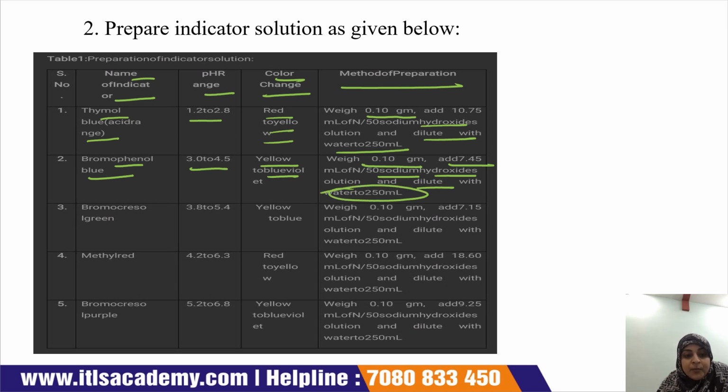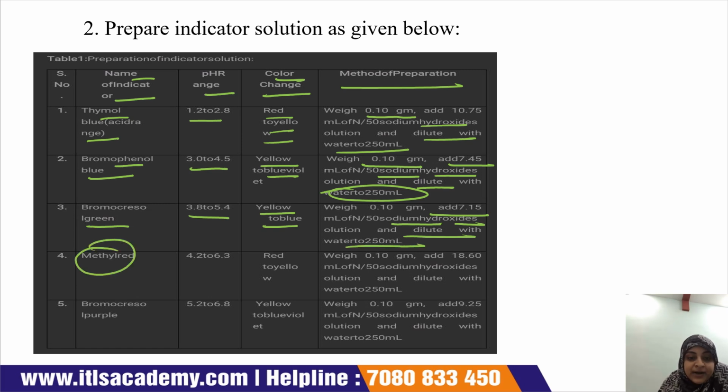Next is bromocresol green, whose pH range is between 3.8 to 5.4 and the color change is yellow to blue. And the method of the preparation: weigh 0.10 gram, add 7.15 ml of N/50 sodium hydroxide solution and dilute it with water to 250 ml.